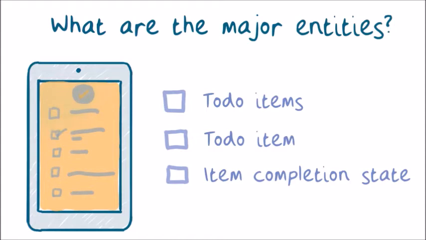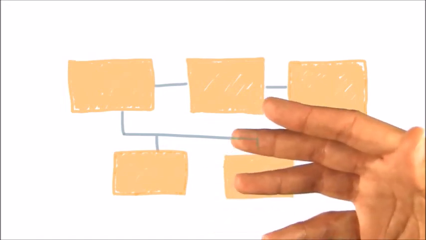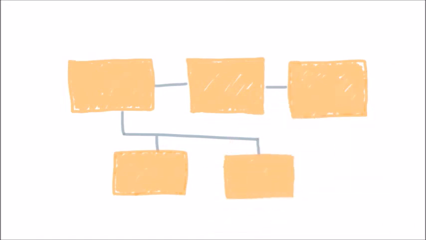What do you think are the major entities that this application contains? Check all that apply. The correct answer is options A and B. A to-do list is something that will contain to-do items. To-do items will have the particulars of the item to be done. Once we understand the entities, we can pick an appropriate application structure.